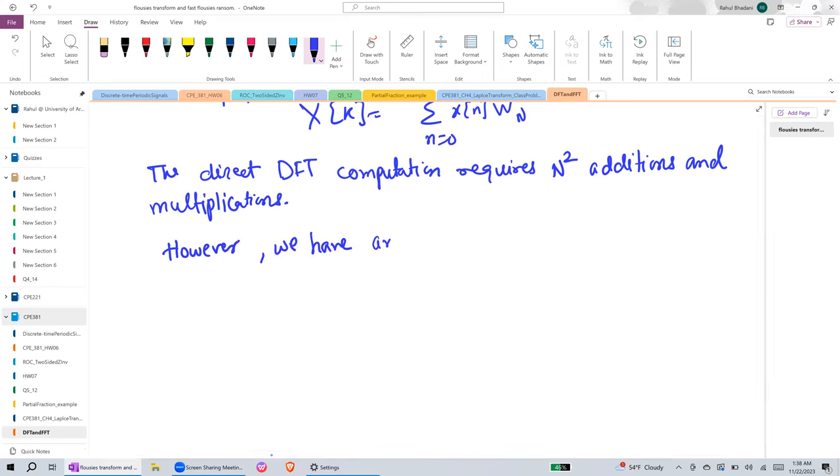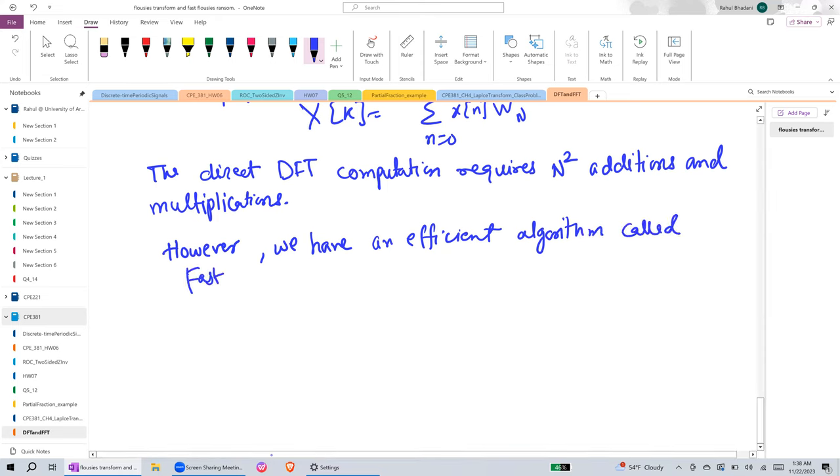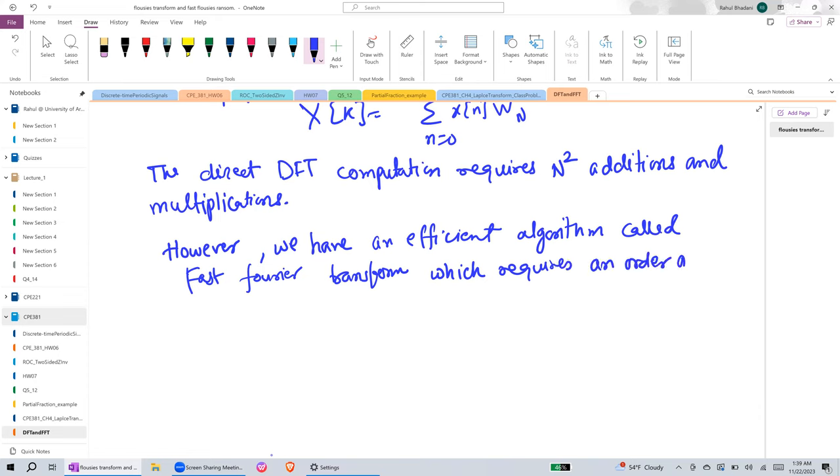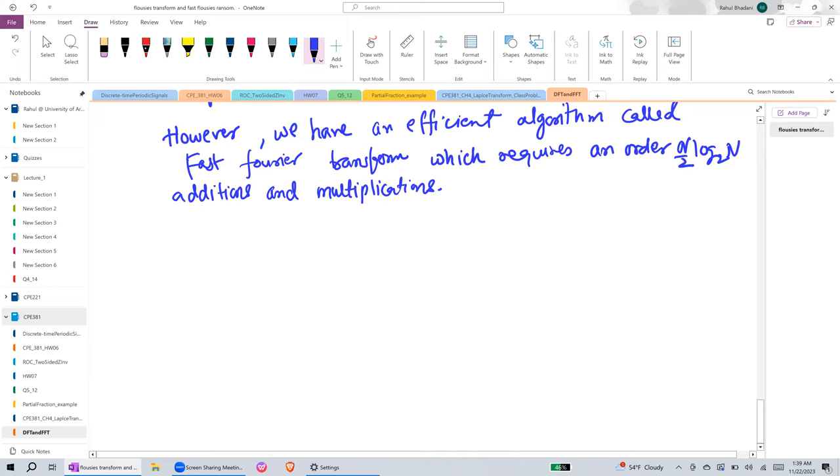However, we have an efficient algorithm, a method called the fast Fourier transform, which requires an order of N by 2 log 2 N additions and multiplications. Okay, and so we have the fast Fourier transform.